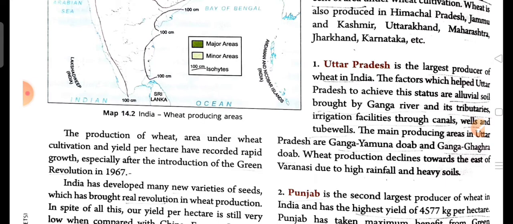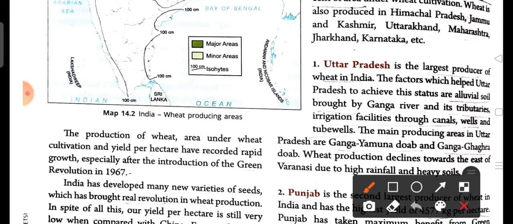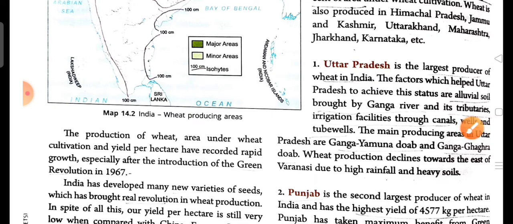Why? What are the reasons for the decline? Due to high rainfall and heavy soil conditions. As it is the Ganga Yamuna Doab region, all the alluvial soil is brought from the mountain areas to the plain land. So, here the soil becomes heavy.